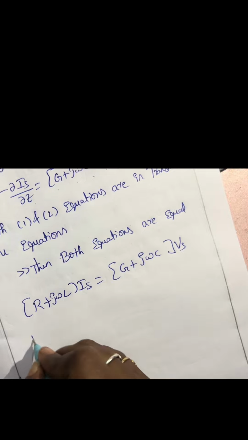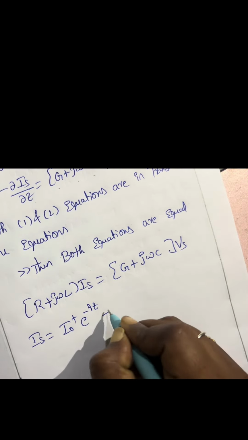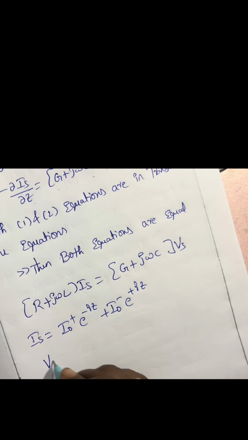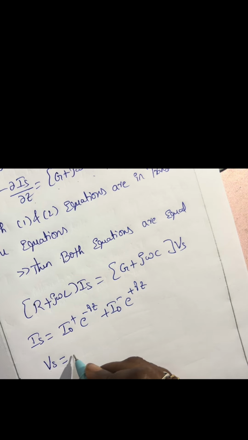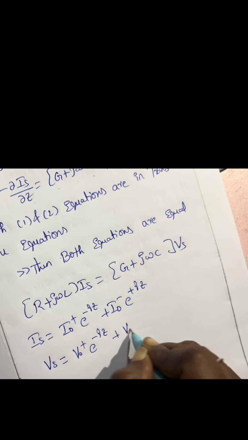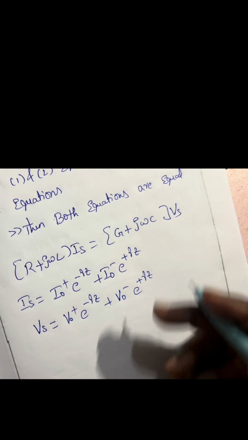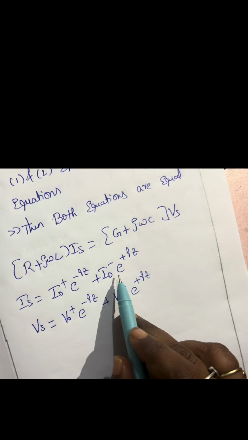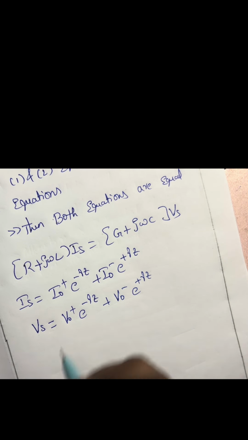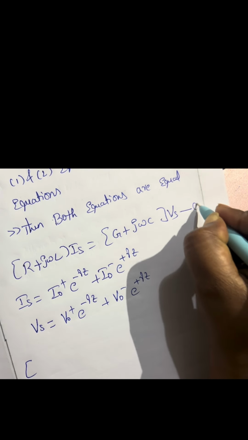What is Is? The current equation equals I naught plus e power of minus gamma z plus I naught minus e power of plus gamma z. And the voltage equation is Vs equals V naught plus e power of minus gamma z plus V naught minus e power of plus gamma z. In the previous class I explained both equations. I naught plus, I naught minus, V naught plus, V naught minus are the amplitudes of the equations.